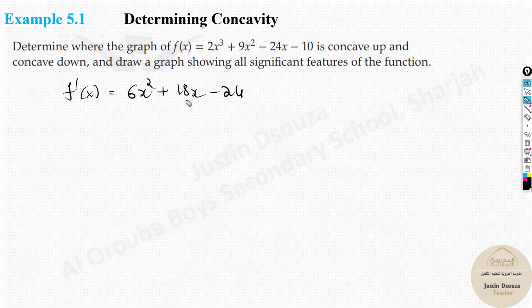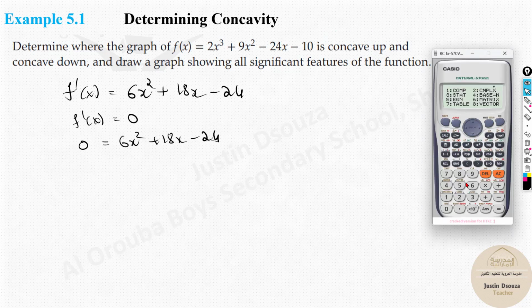This is the derivative. Now whatever is the derivative, you need to equate it to 0. So f dash of x must be equated to 0. That would be 0 is equal to 6x squared plus 18x minus 24, and then find the x values. We can use our calculators now. You can press mod 5 and 3 and just plug in the values 6, 18, minus 24. And the values are 1 and minus 4. I'll write them in ascending order, that's x is equal to minus 4, and x is equal to 1.